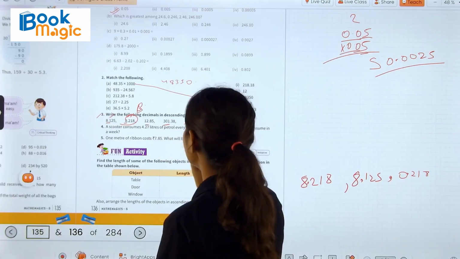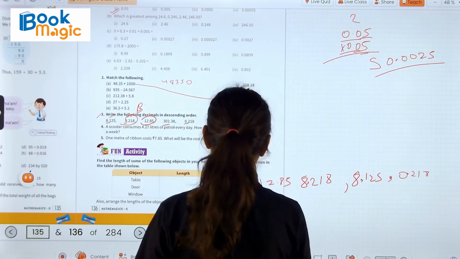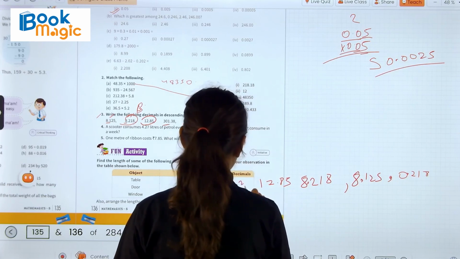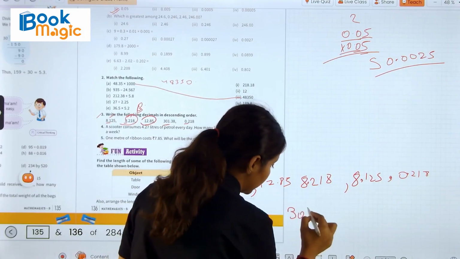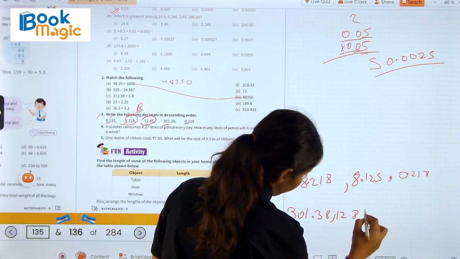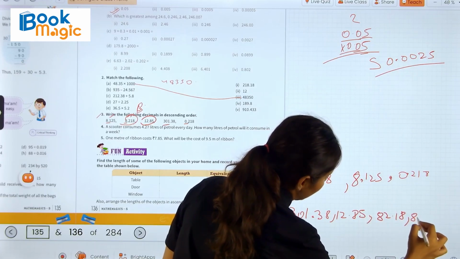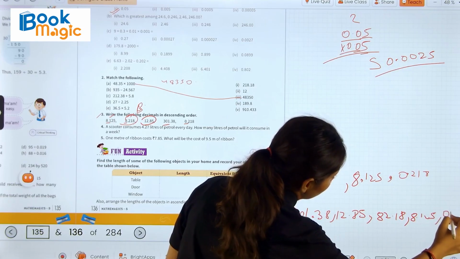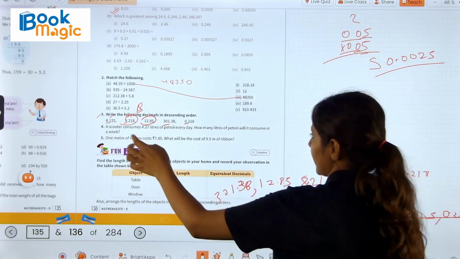Then we have the number 12.85. Then we have 301.38. So the answer will be 301.38, then 12.85, then 82.18, then 8.125, then 0.218.